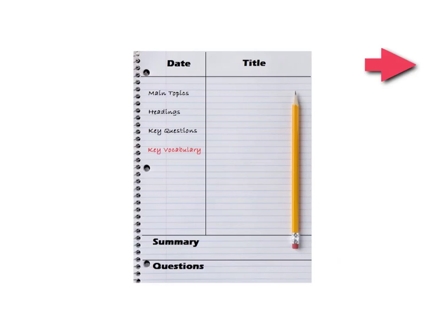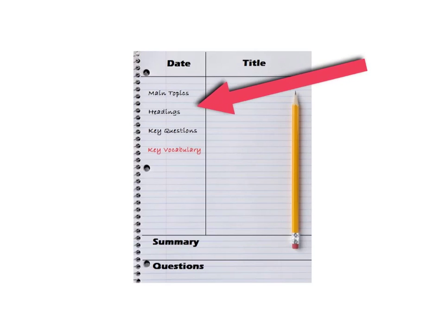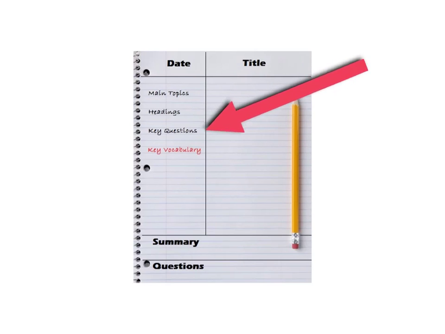Once the video begins, it's very important that we use the left-hand column here to write down the main topics, any subheadings, or key questions that come from the subject content on the video. This is very important because these are the main areas that are going to jog our memory once we're looking back through these notes at a later date.